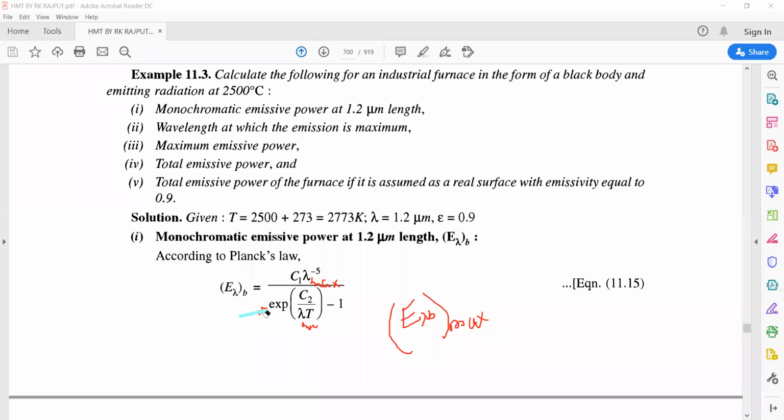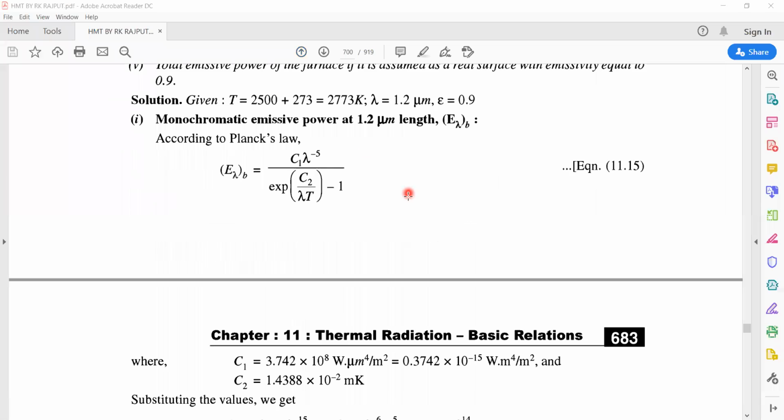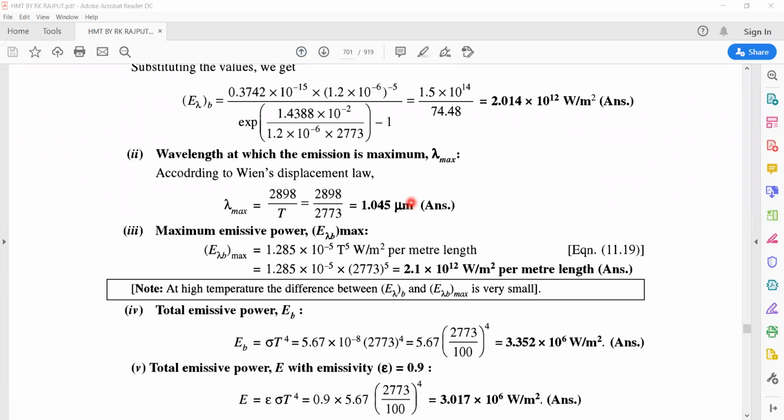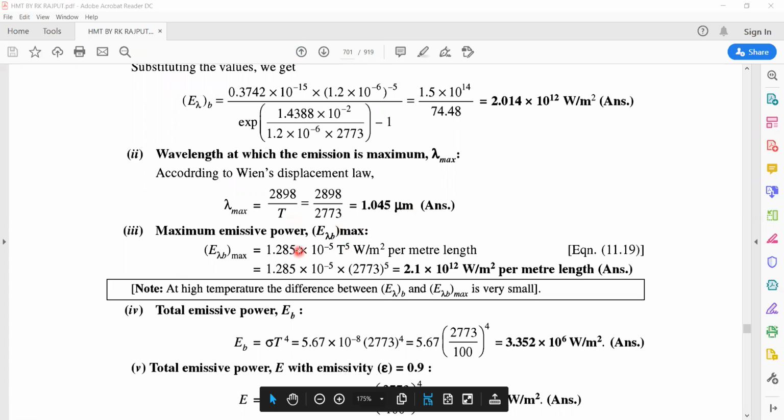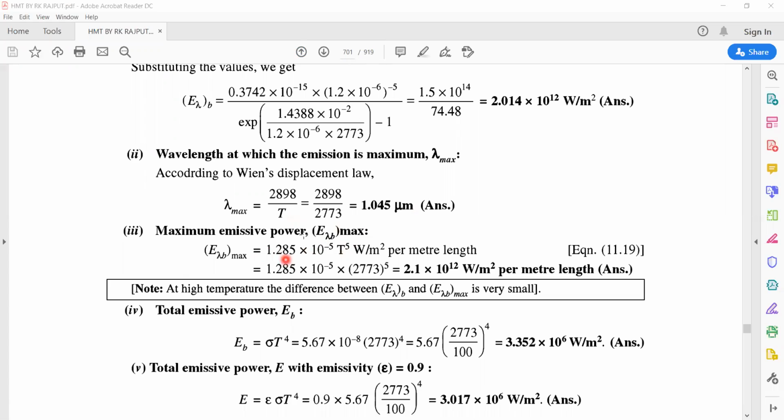Fine. So you have to practice these numericals thoroughly. So this will be very helpful even in your competitive examinations also. Okay. So maximum emissive power. After simplification, you will get this simplified term. Okay. No need to worry.